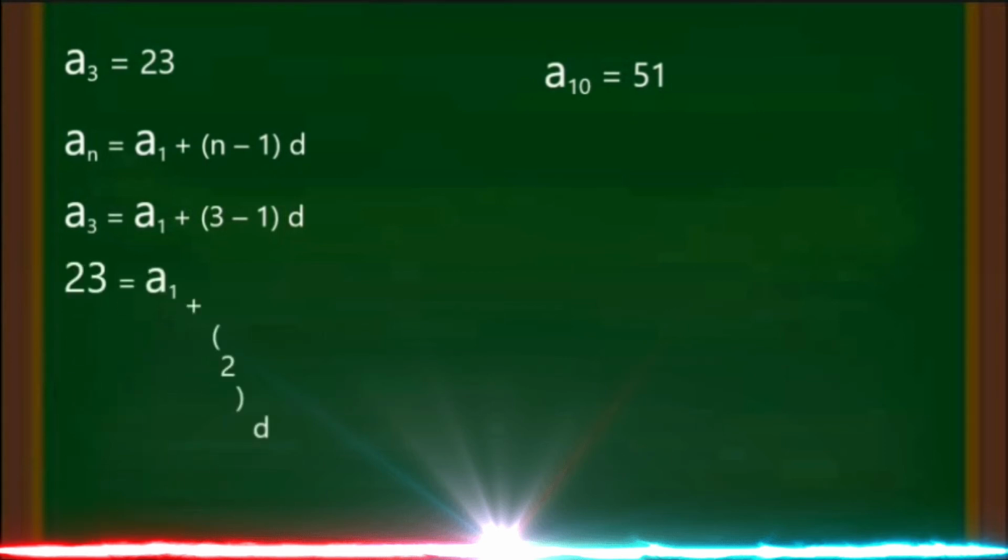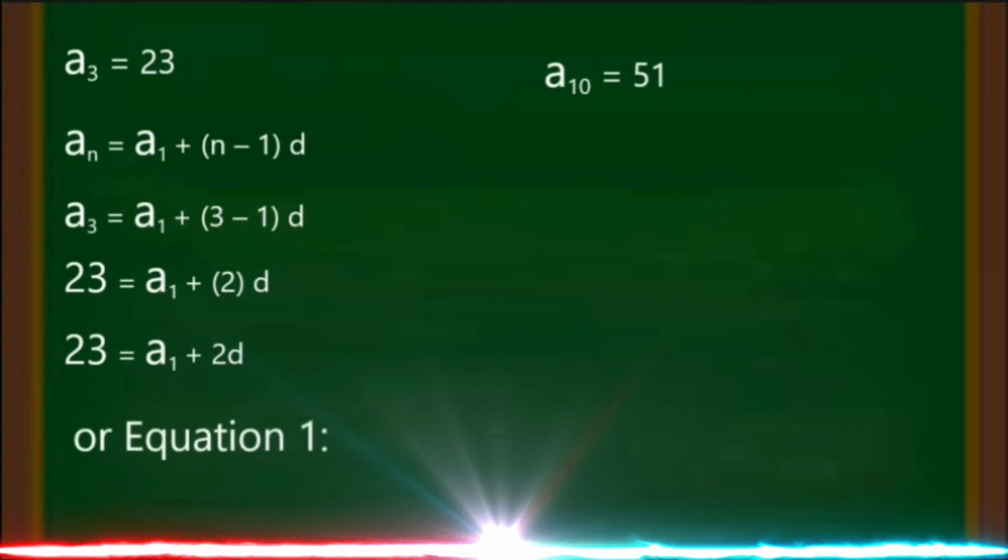Then, the value of our a sub 3 is equal to 23. Then equals a sub 1 plus 3 minus 1 is 2 times d. Then it will become 23 is equal to a sub 1. So 2 times d is equal to 2d. So 23 is equal to a sub 1 plus 2d. Now our equation 1 is a sub 1 plus 2d minus 23 is equal to 0.